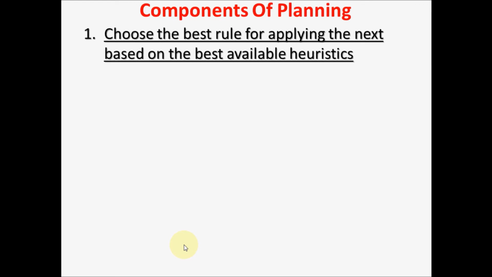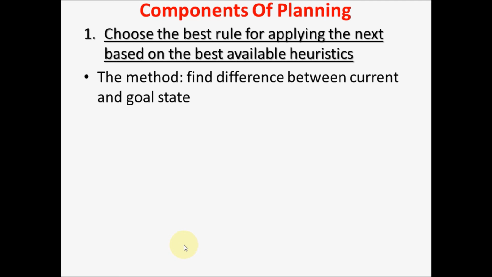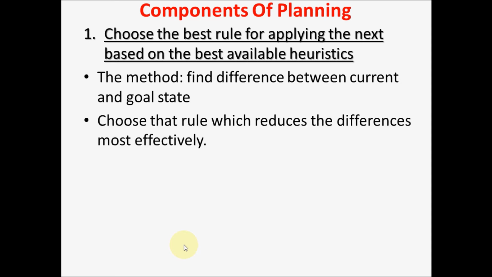Components of planning, let's go into detail. The first component that we saw is to choose the best rule for applying next based on the best available heuristics. The method here is to find a difference between the current state and the goal state. Once you have the set of rules which can be applied at this moment, for every rule you find out what will happen if you apply that rule. So find out the difference between the current state and the goal state if the rule is applied, and then choose that rule among n number of rules which reduces the distance most effectively, like what we did in means-ends analysis by considering the fly action.